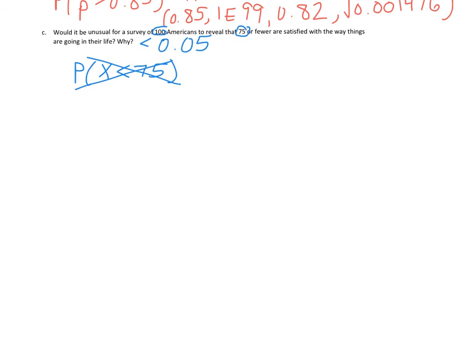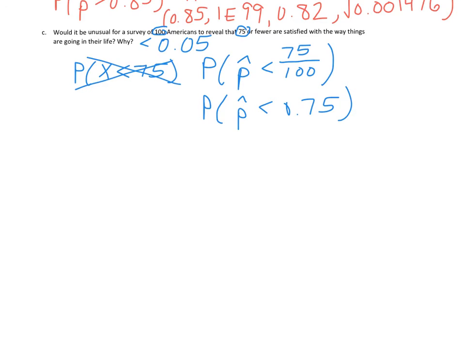So we're going to be using our sampling distribution, and we have to create the proportion this time. And it's 75 or fewer, and 75 out of 100. So to use our sampling distribution of sample proportions, we need proportions. Okay, so this is really what we're saying. Is the probability that the sample proportion is less than 0.75 unusual? So we want to know if it's less than 0.05. All right, so let's see what happens.